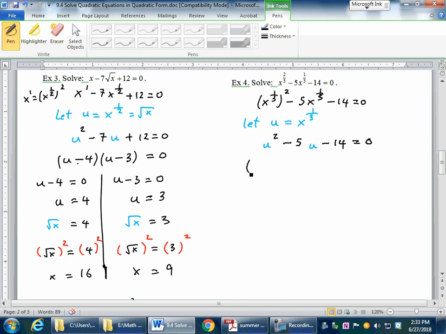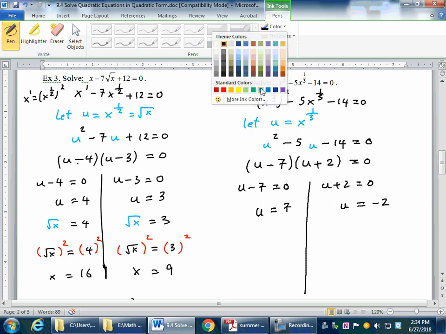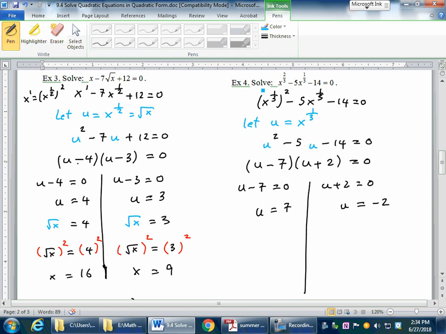Factor this, which will become u minus 7, and then u plus 2 equal to 0. Using the zero factor property, u minus 7 is equal to 0, u plus 2 equal to 0. Solving for u, u will be equal to 7, and then u will be equal to negative 2. Now, for each equation, we need to substitute back with our original variable. And remember that x to the 1/3 power is basically the cube root of x. So therefore, my u is cube root of x, equal to 7.